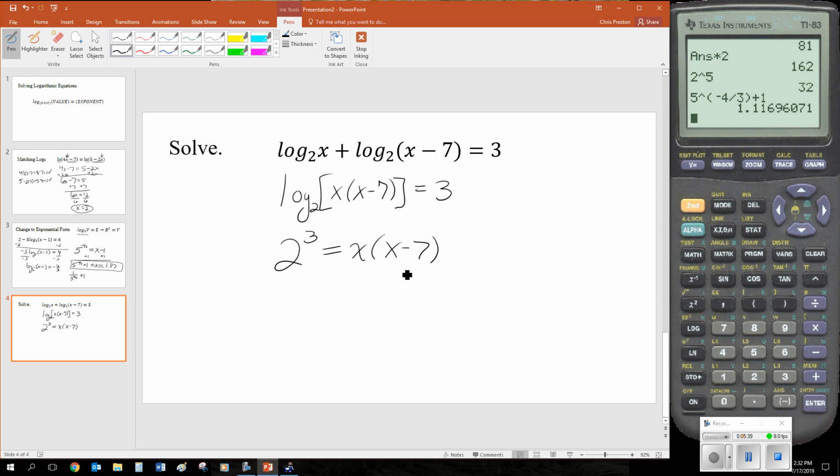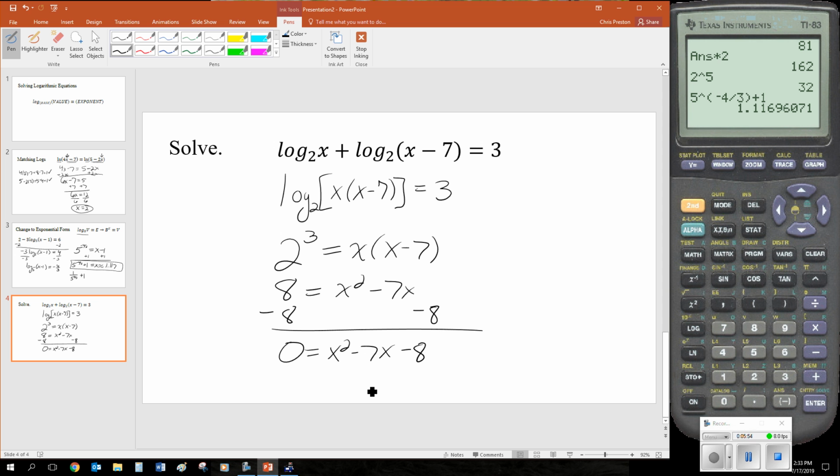So this is going to be 8 equals x squared minus 7x. It's a quadratic, so I want to get it equal to 0. Bring that 8 over, and then I'm going to solve this problem. This does factor. This is x minus 8, x plus 1. So x could equal positive 8 or negative 1. Again, if I'm checking that, 8 would make that positive. 8 minus 7 would make that positive, so that's okay. Put negative 1 in here.